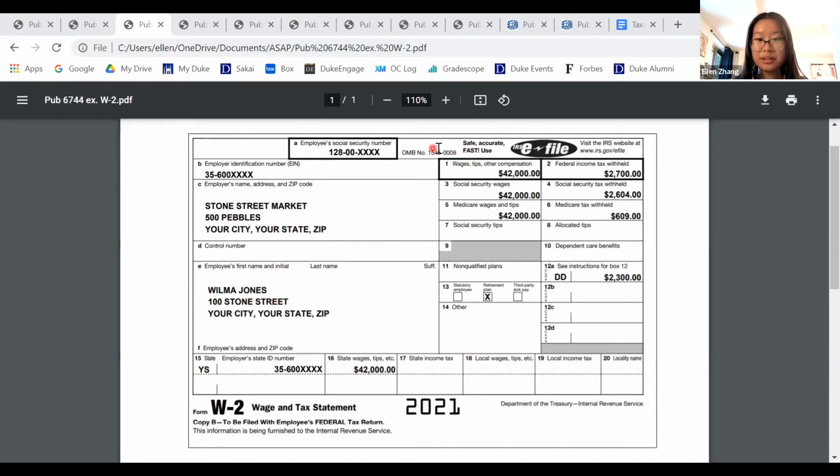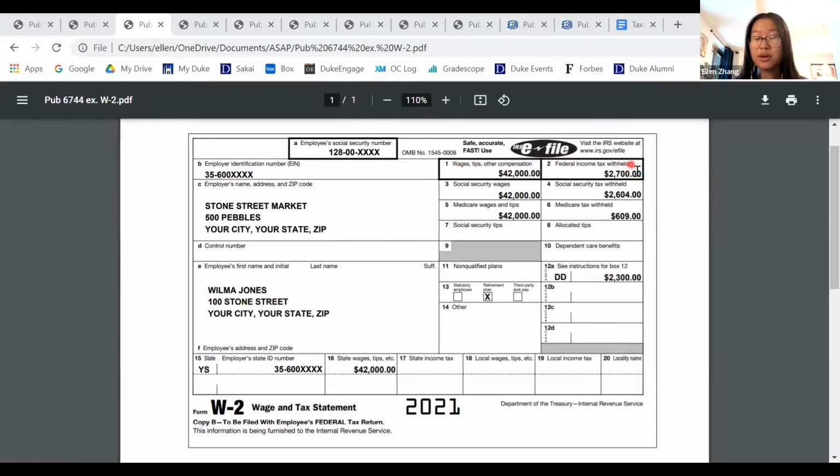So the most important boxes on a W-2 are probably box 1 and box 2. In box 1, you'll see your total wages for the entire year. So in 2021, Wilma made $42,000 in wages, tips, and other compensation. And in box 2, this is the amount withheld from Wilma's pay. So income tax withheld is when your employer takes your paycheck and withholds a little bit of it to pay towards your federal taxes at the end of the year.